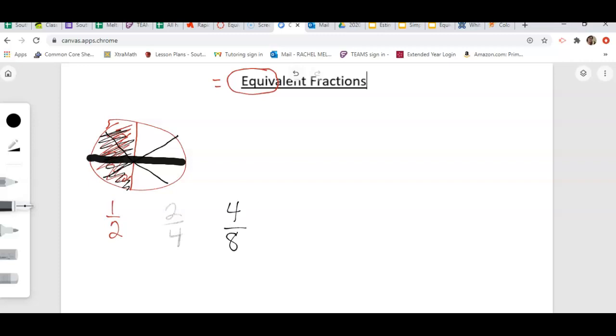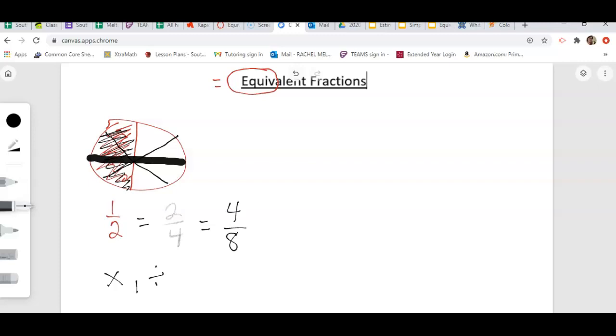Okay, so I'm saying that 1/2 is equal to 2/4, which is equal to 4/8. Okay, so that's what an equivalent fraction is. I'm going to show you how to do that by either multiplying or dividing based off of common factors.